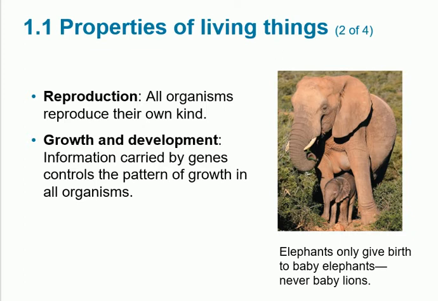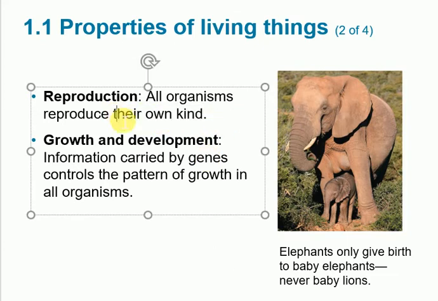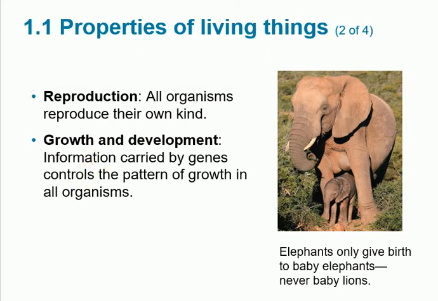Number three is reproduction. These organisms, to be considered alive, have to be able to reproduce their own kind on their own. You need to remember here that it is not just reproducing, but reproducing yourself on your own. Another property is that you should be able to do growth and development.